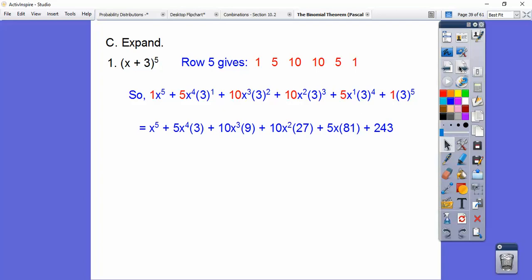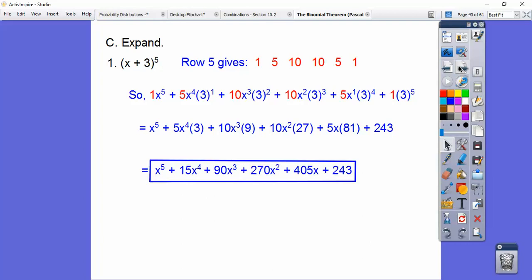Anyways, so we got to do those exponents first, and then we multiply the coefficients together, okay? So we get that right there. All right, so let's try another one here, you guys. I got a handful of them.